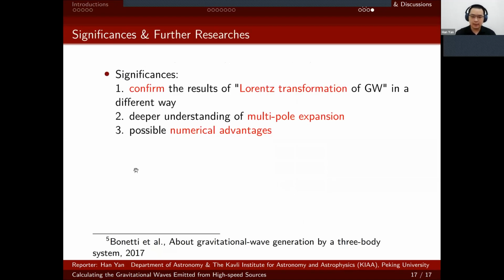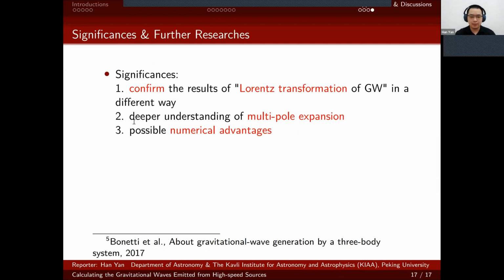Finally, in the last page of my presentation, I would like to summarize. The first part is the significance of this new formula. The first point is, of course, we confirm the results of the well-known Lorentz transformation, although we use a completely different method, directly integrating the wave equation in the observer's frame. And it's actually quite similar to Newtonian potential.